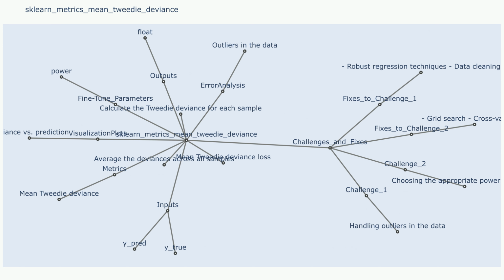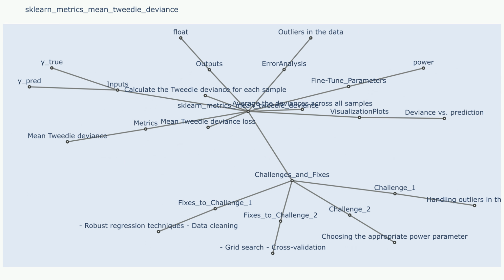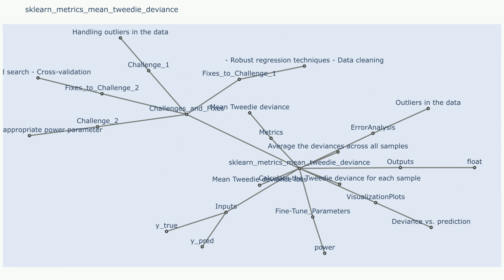For instance, using a power parameter of 1 for a target variable with a Poisson distribution will result in incorrect calculations. Fixes to challenge 1: carefully select the power parameter based on the distribution of the target variable. Use domain knowledge and exploratory data analysis to determine the appropriate power parameter.